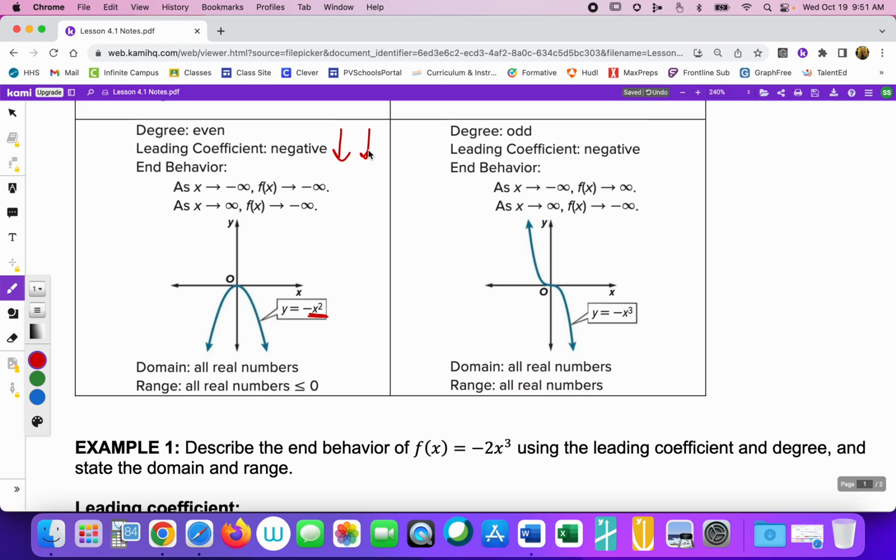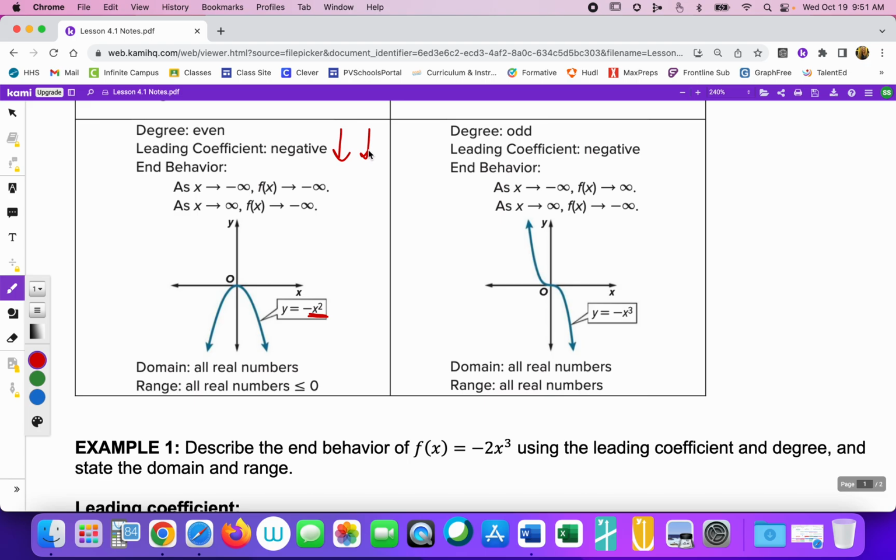So what this is saying, our end behavior: as the graph goes to the left, the f of x values or y values are going down. As x approaches positive infinity, going to the right, also going down. So this is left, right, down, down. Okay. The other one was left, right, up, up.